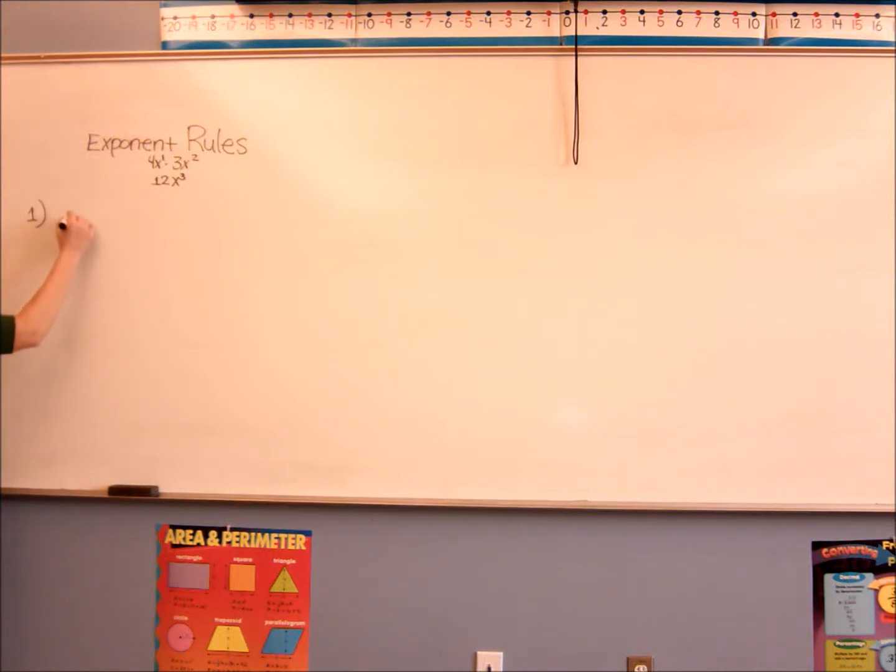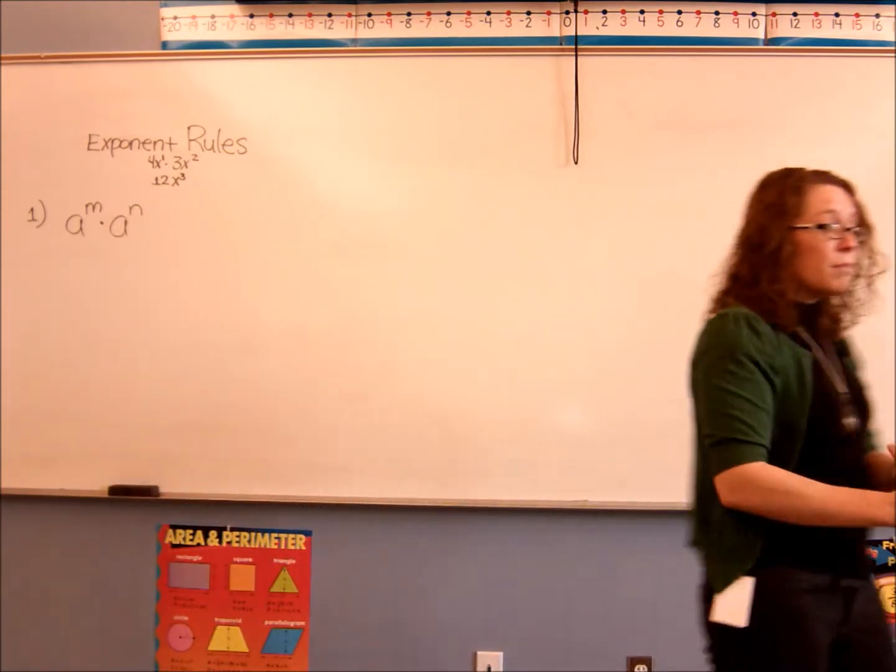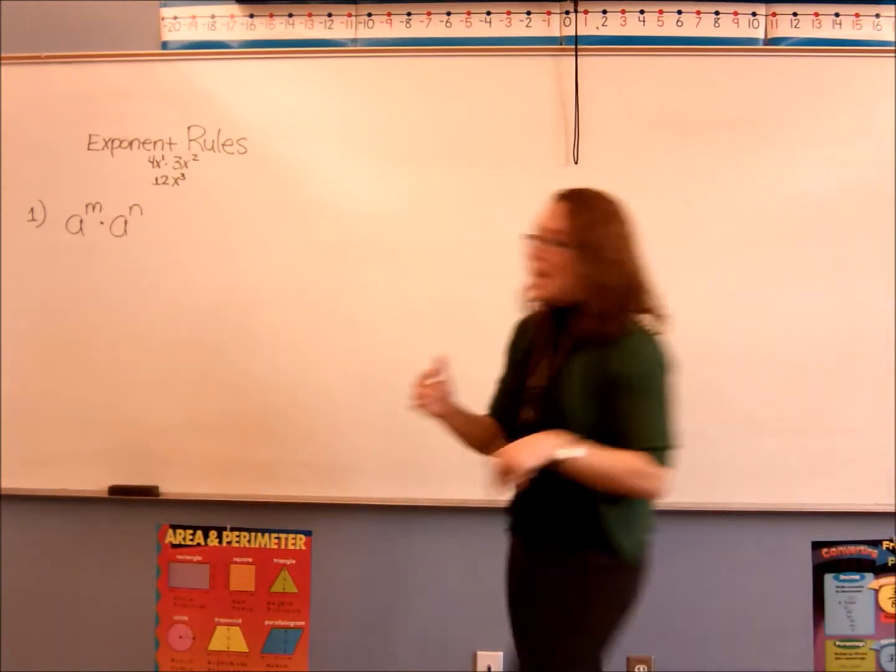And this is how we're going to word it. A to the m times a to the n. The a's represent that you have the same base. It could be a variable, it could be a number. But what you can do with those exponents is add them together.